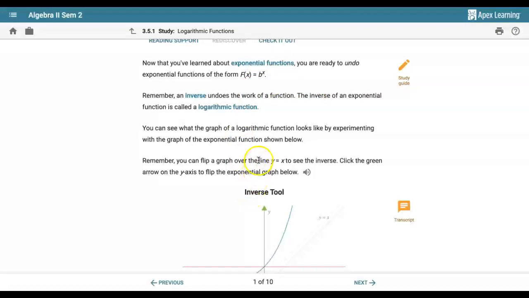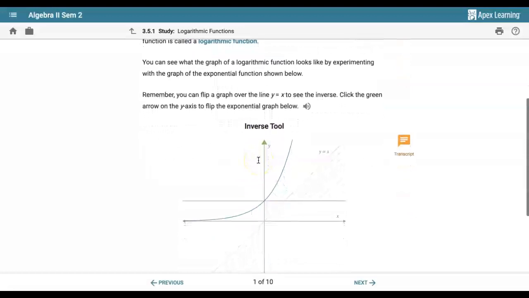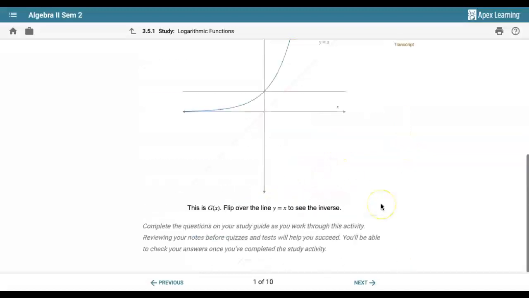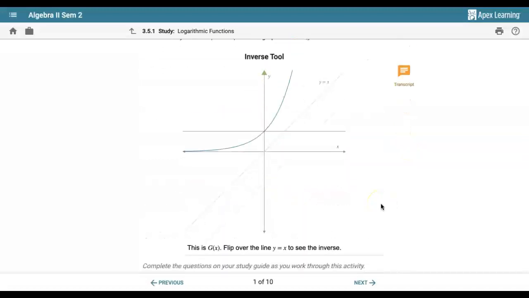And if we look at this inverse tool here, remember, in order to see the inverse, we can reflect our graph across the line y equals x, and that would give us our inverse.